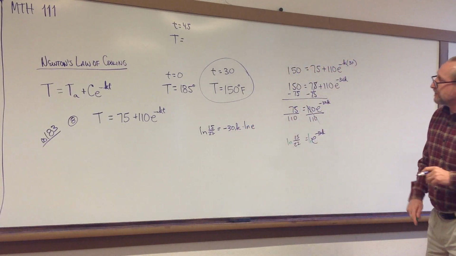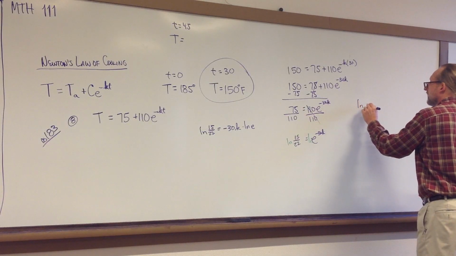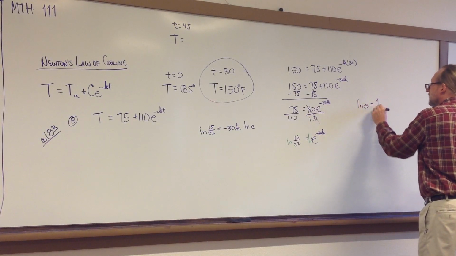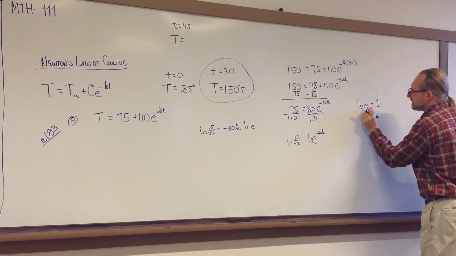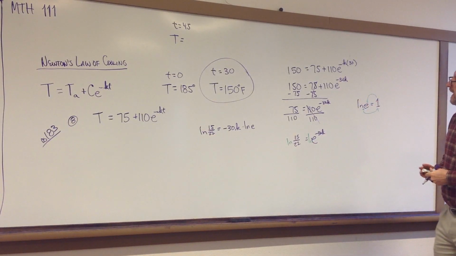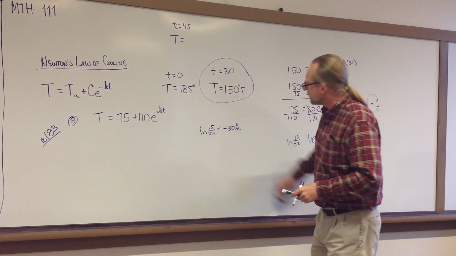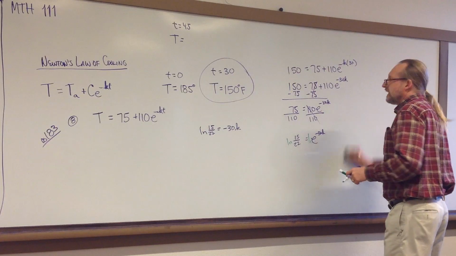And this is what we talked about in class the other day. ln e is equal to 1. We talked about why that is. It's because the base here is e. So e to the first power is e. So ln e is equal to 1. So 1 times negative 30k is still negative 30k.